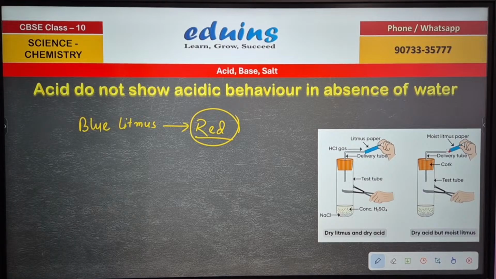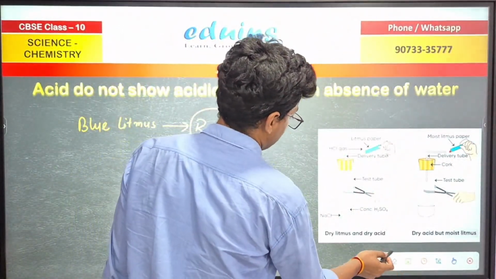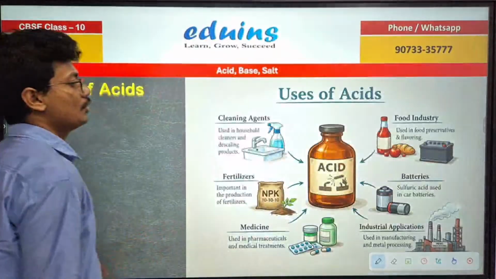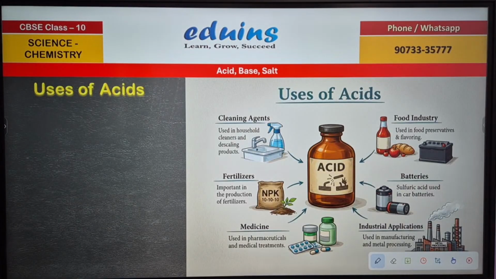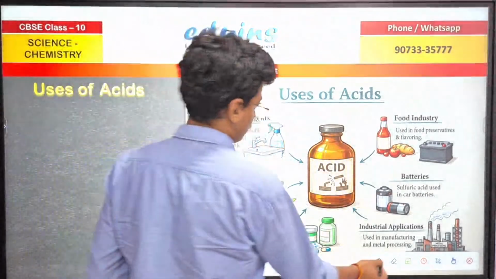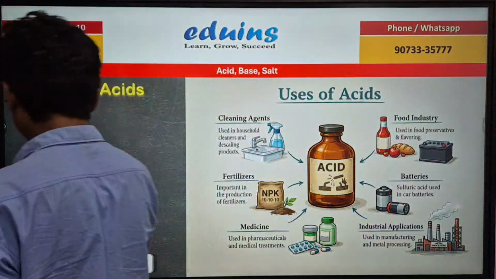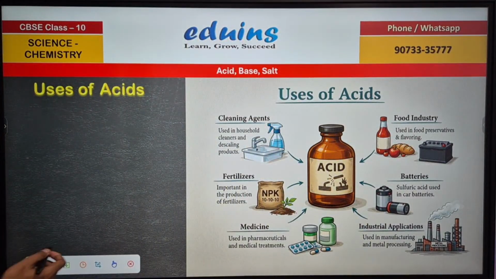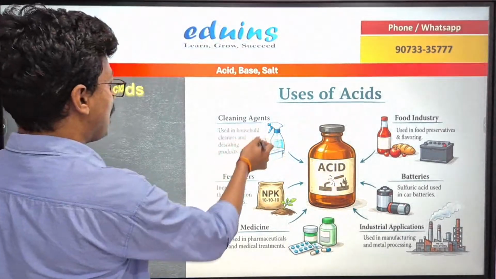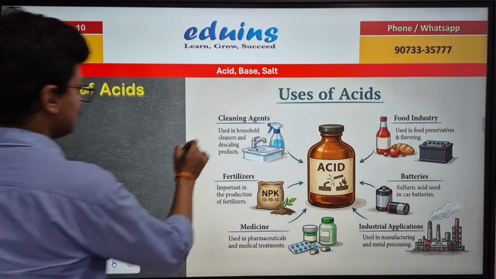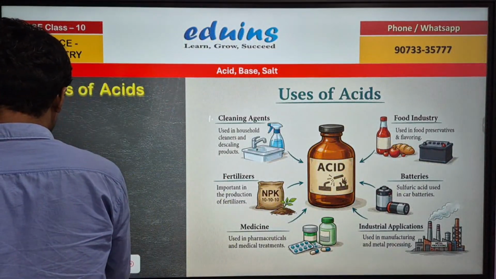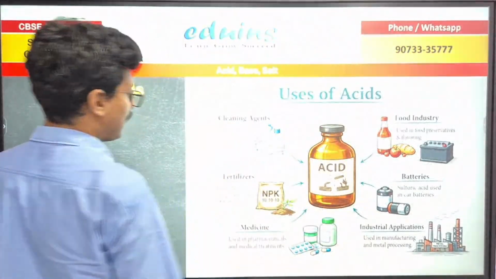चलो इसके बाद क्या है देख लेते हैं। इसके बाद शायद है कि एसिड का यूजेस क्या है। What are the uses of acids? सो एसिड का यूजेस, पहला जो कि क्लीनिंग एजेंट से यूज होता है, लाइक योर वॉशिंग बेसिन, योर वॉश बेसिन, योर बाथरूम appliances, okay, used in household cleaners and descaling products. Okay, this is the first use of an acid.